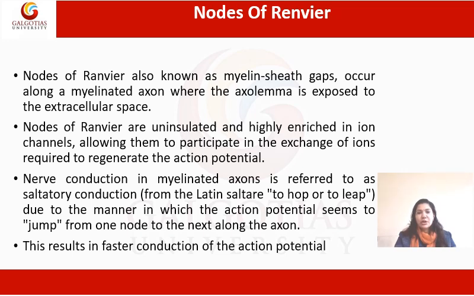Nodes of Ranvier. Nodes of Ranvier, also known as myelin sheath gaps, occur along a myelinated axon where the axolemma is exposed to the extracellular space. Nodes of Ranvier are uninsulated and highly enriched in ion channels, allowing them to participate in the exchange of ions required in the generation of action potential. Nerve conduction in myelinated axons is referred to as saltatory conduction due to the manner in which the action potential seems to jump from one node to the next along the axon. This results in faster conduction of the action potential.